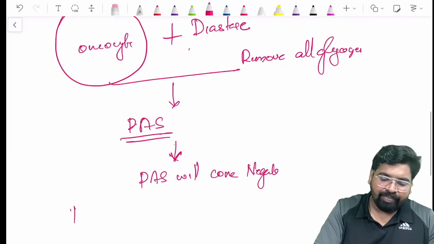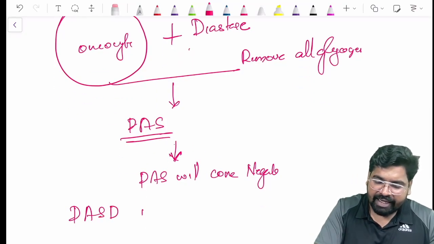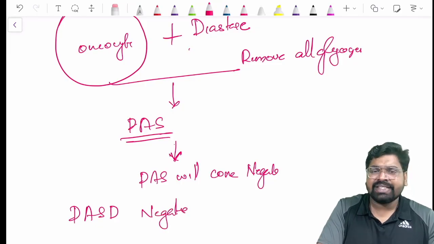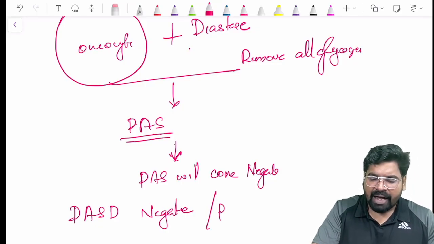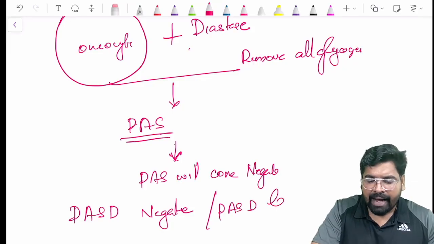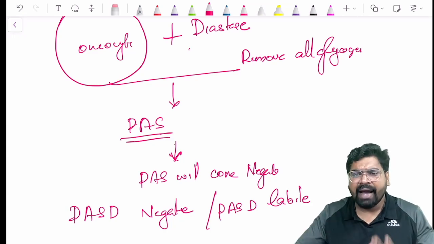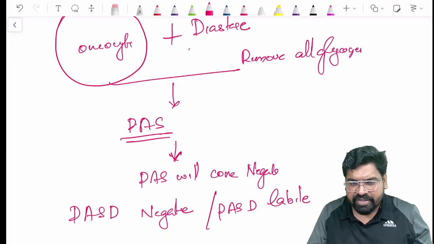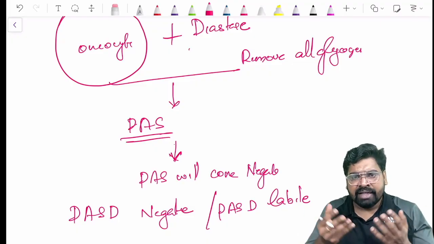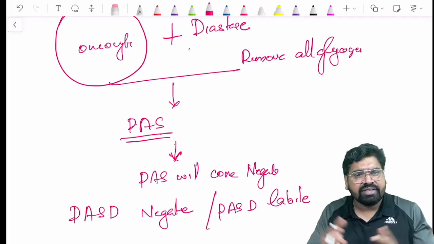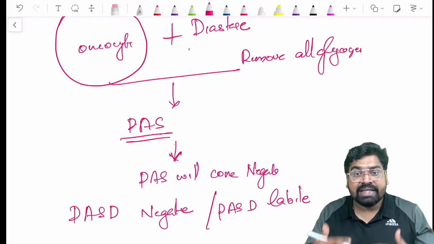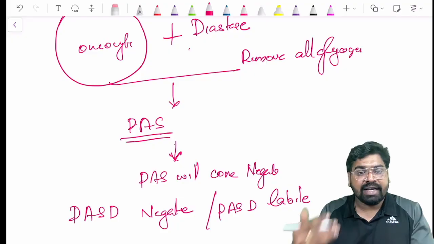So we say it is PAS D negative, or we say the term is PAS diastase labile. It means it gets affected by the diastase. Labile: this tissue is labile to diastase. It means there is glycogen and the diastase has already digested it. So PAS diastase labile or PAS diastase negative.